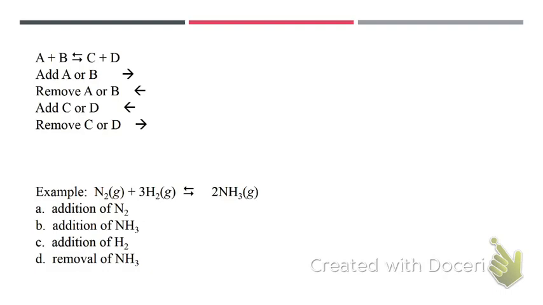Okay? So in the example, that is the Haber process for the formation of ammonia. If I add in N2, what's going to happen? It's going to shift to the right. Right? If I add NH3, what's going to happen? Shift to the left. If I add H2, shift to the right. And if I remove NH3, shift to the right. Okay? So that's how we deal with concentration.